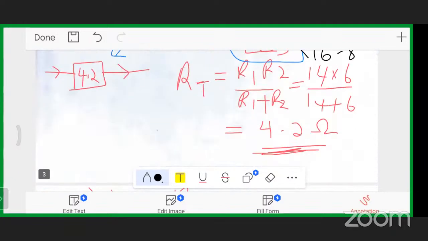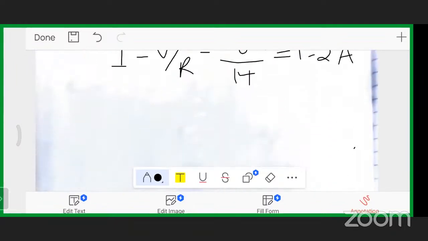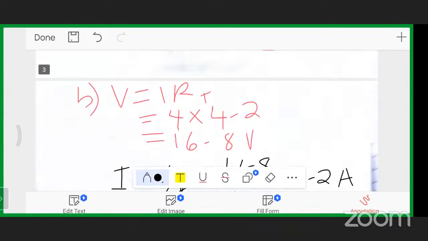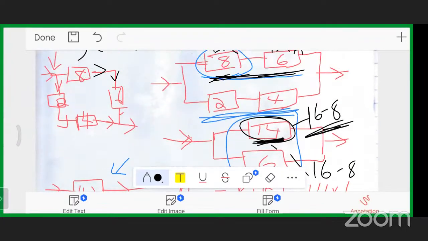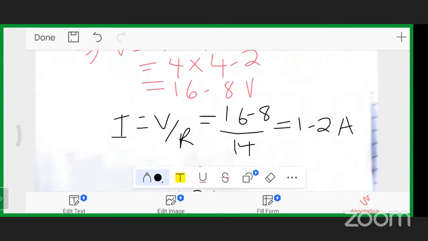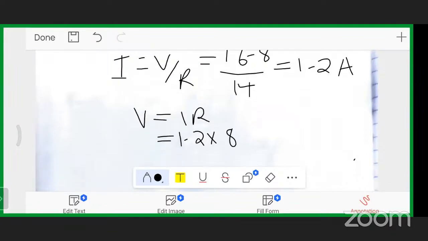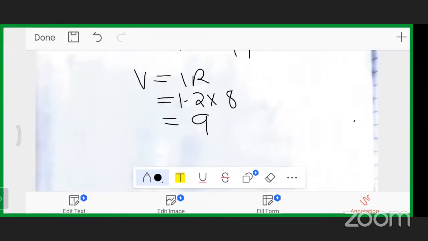So the voltage drop V will be IR, and I is 1.2 times the resistance of that particular resistor, which is 8. Times 8, and this will give you 9.6 volts. Anybody got that 9.6 volts?